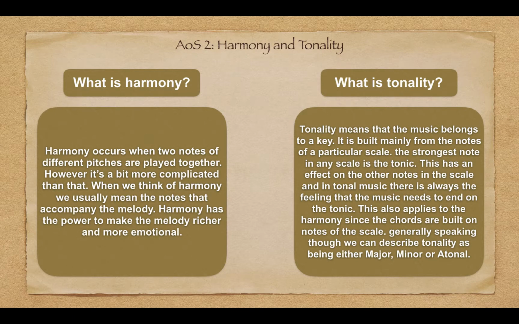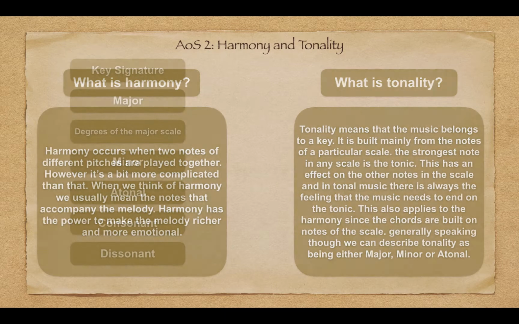What is tonality? Tonality means that the music belongs to a key. It is built mainly from the notes of a particular scale. The strongest note in any scale is the tonic. This has an effect on the other notes in the scale, and in tonal music there is always the feeling that the music needs to end on the tonic. This also applies to the harmony, since the chords are built on notes of the scale. Generally speaking, though, we can describe tonality as being either major, minor, or atonal.